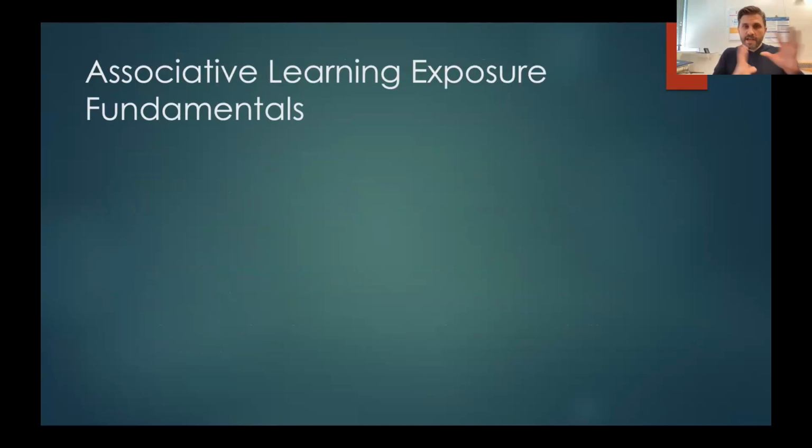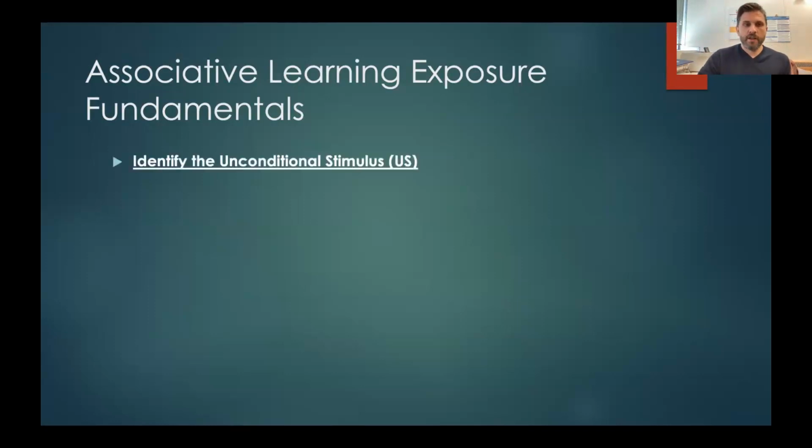Okay, so those are the basics of Pavlovian learning that we've covered. It's all about prediction. That predictive association is the key association that underlies the emotional reactions to many stimuli that we're working on in therapy. So if we want to target this through exposure therapy, what are the fundamentals of this approach? What does it look like? The first and one of the most important things is to identify the unconditional stimulus, the feared outcome.